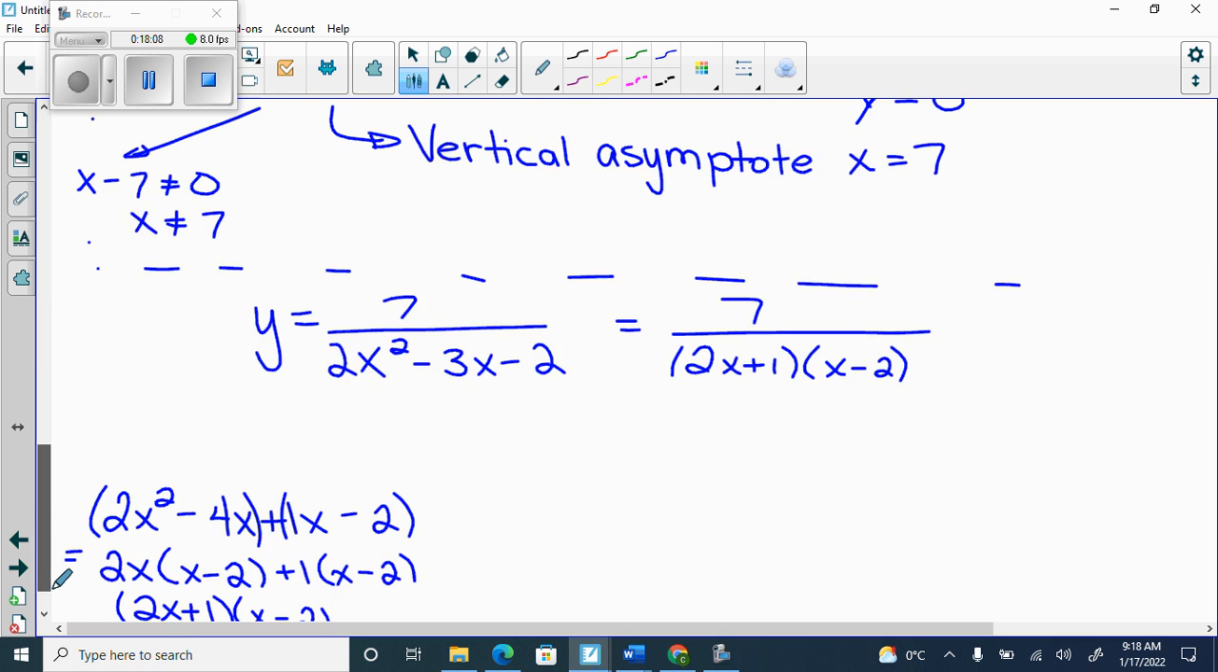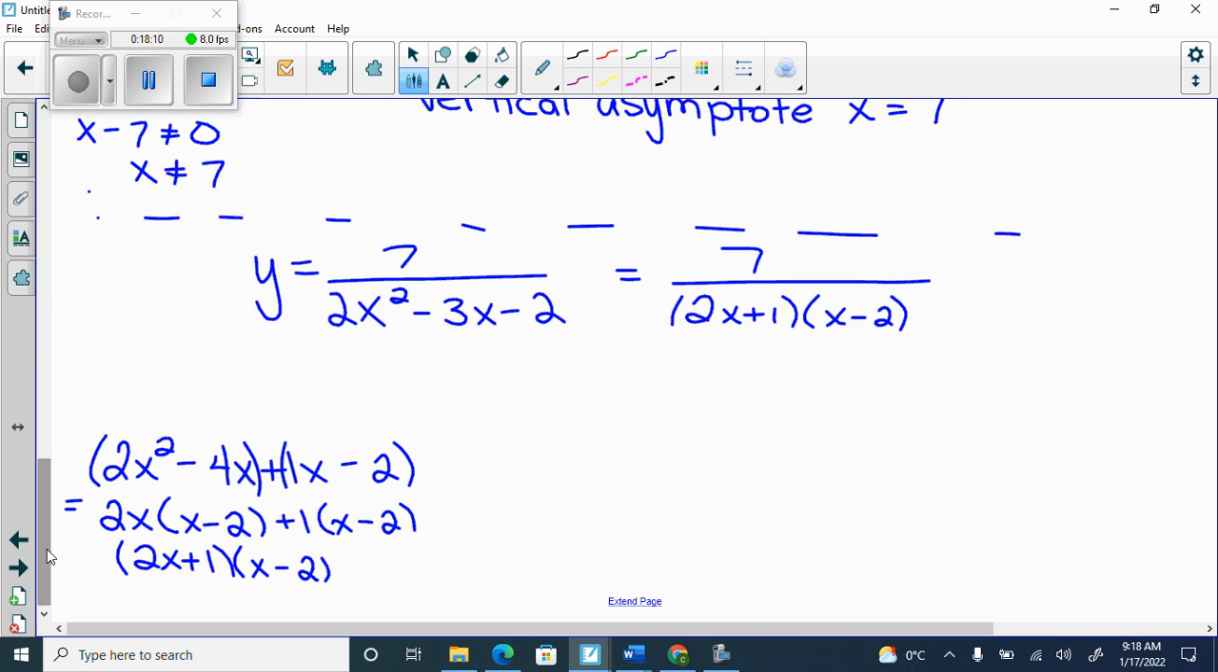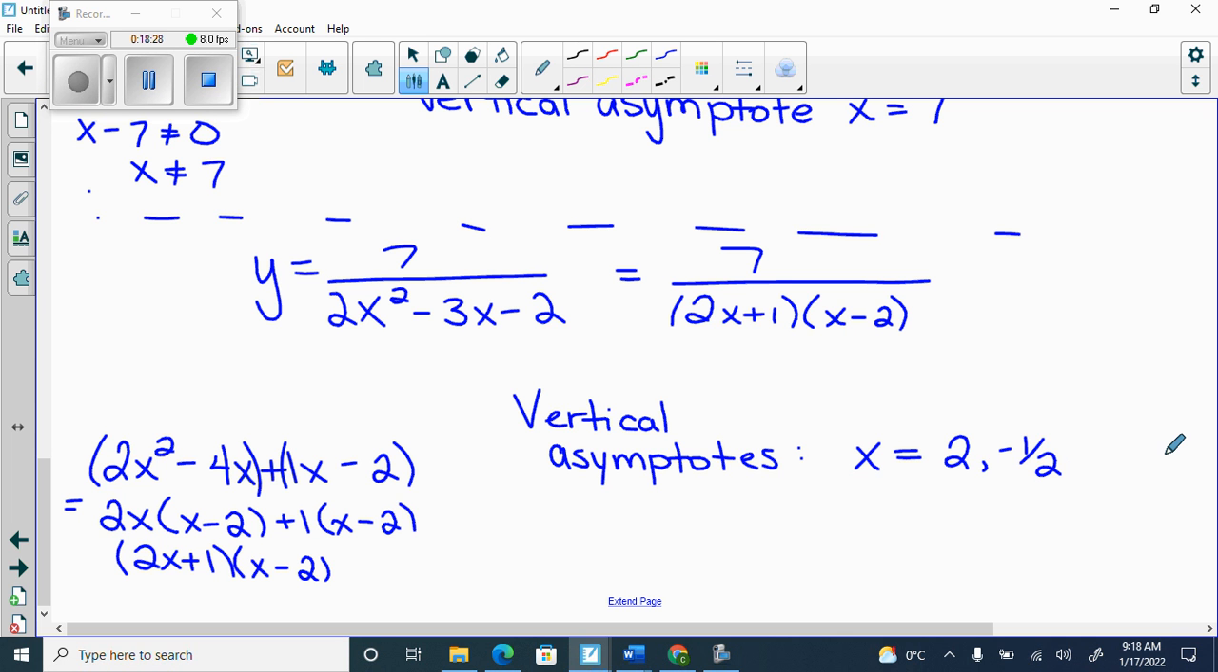Okay. All right. What are the vertical asymptotes at? Seamus, what are the vertical asymptotes at? X equals, sorry? Negative a half. Yeah. That's good. Now the reason why they're asymptotes.